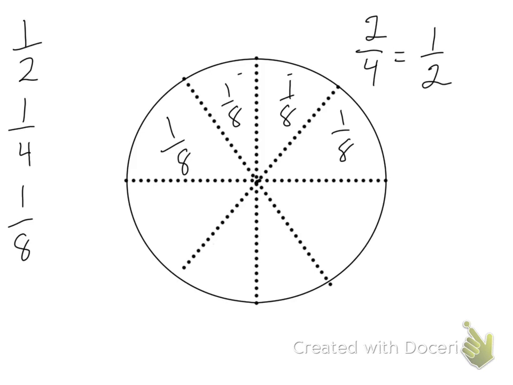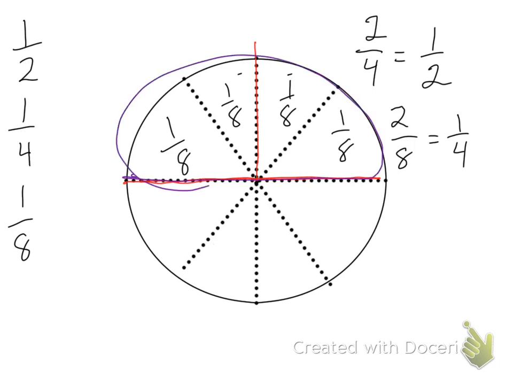How many 8ths are the same as 1/4? I know 1/4 was this amount. So I know that 2 8ths equals 1/4 because they are equivalent. How many 8ths are in 1 half? Here's half of the circle. So 4 8ths equals 1 half.